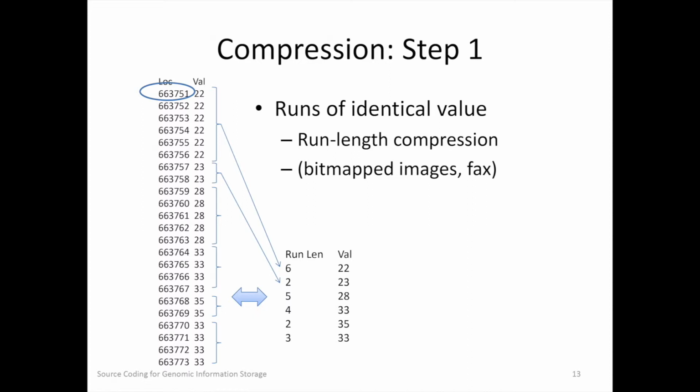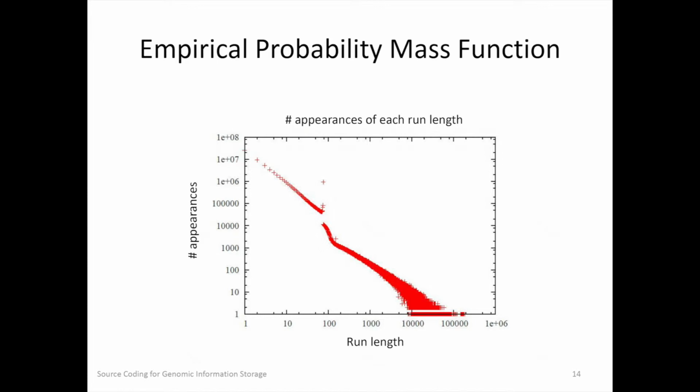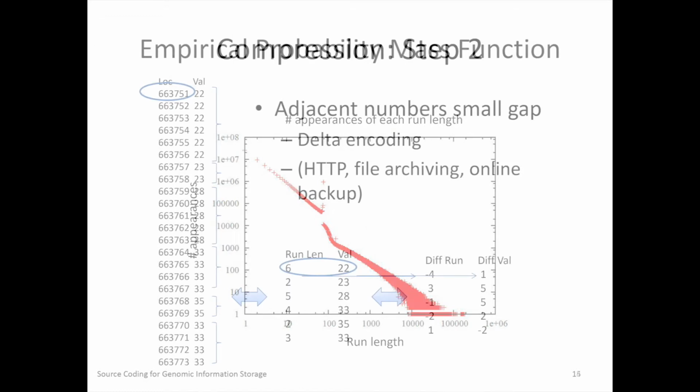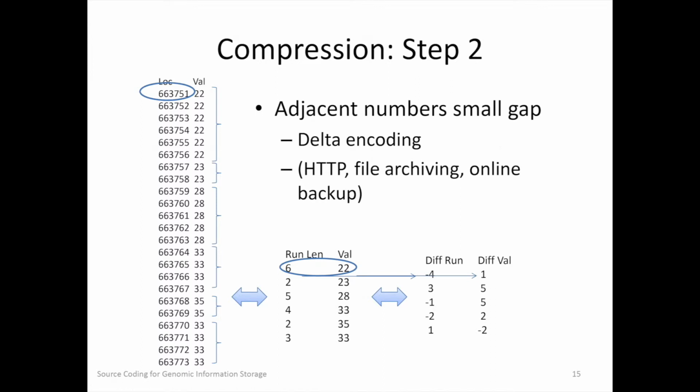Run length compression has been used for many, many years, for example, in bitmap images and also fax machines. So now we can plot out the empirical PMF of the run length. You can see that, again, it has a very large symbol size, so the alphabet size, and it's also kind of sparse in the larger integer range. If we look again at the derived sequences, we can see that adjacent numbers tend to have small gaps. As a result, we decide to use one more step in the processing of the sequence.